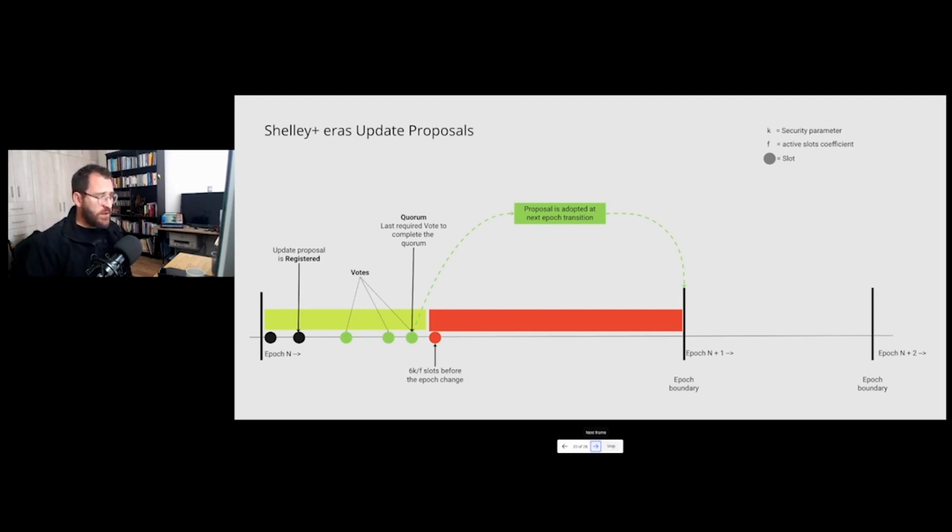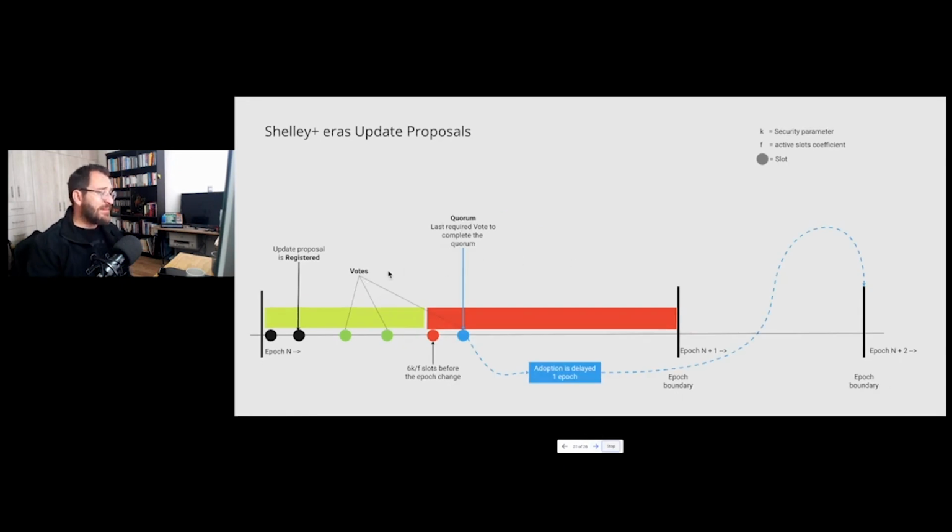But there's a special scenario here: what happens if that last vote arrives later than this point in time? Well, nothing happens, it's all good. We register the quorum, so this proposal will be adopted, but not at the very next epoch transition. We don't want changes when this thing is announced very close to the epoch change, but instead it will be delayed for one entire epoch until the epoch change from epoch n+1 to epoch n+2. So it is adopted, just delayed for one epoch so that everyone is aware of it and everyone is ready for that.